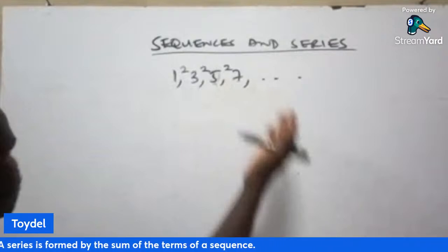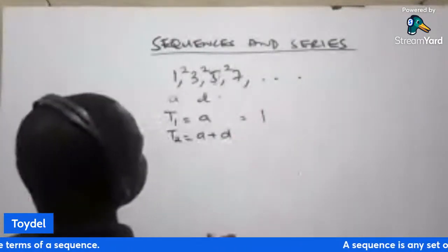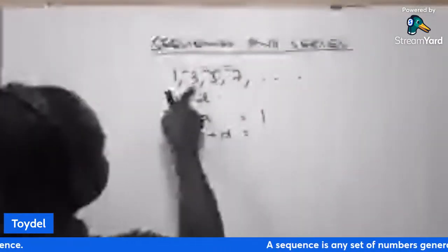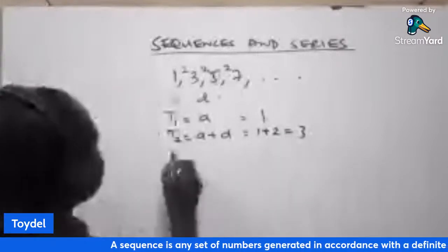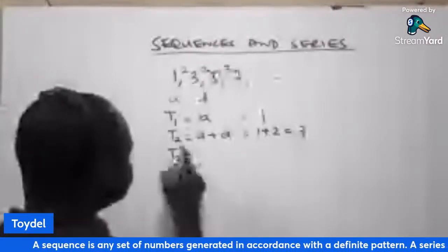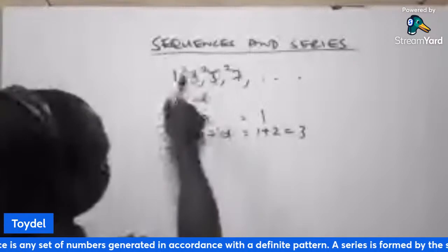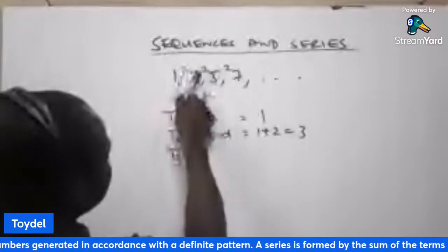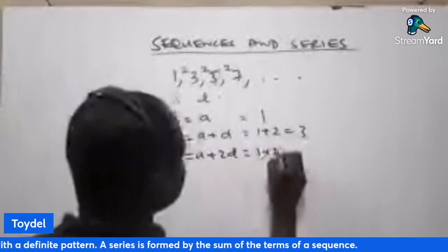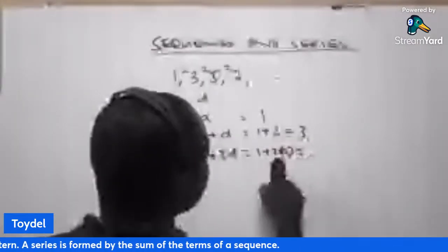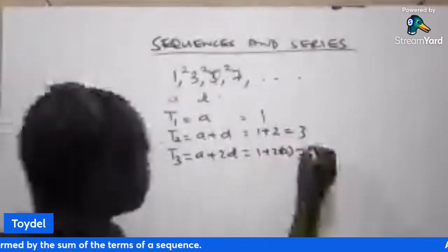The first term is a, then a plus the common difference. In this case, the first term is 1. Then the second term, how do we get this 3? The second term will be 1 plus 2, and that is equal to 3. Then the third term in this sequence, how many common differences do we have there? 1, 2. So that will be a plus 2d. That is 1 plus 2 times 2. 2 times 2 is 4, 4 plus 1 is 5.